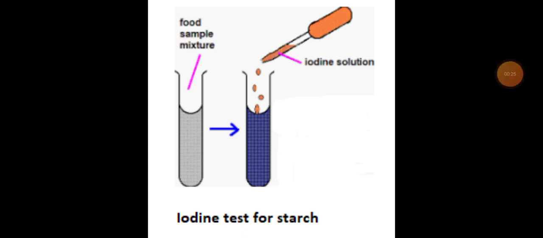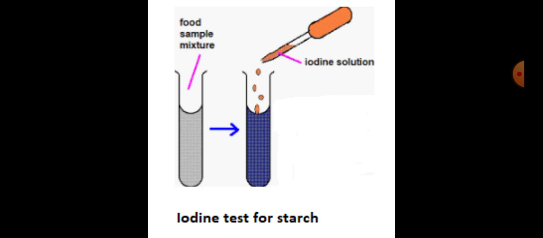Now let's see the experiment for testing presence of starch in a food item. The materials you require is rice or bread or atta, potato and iodine solution and dropper.